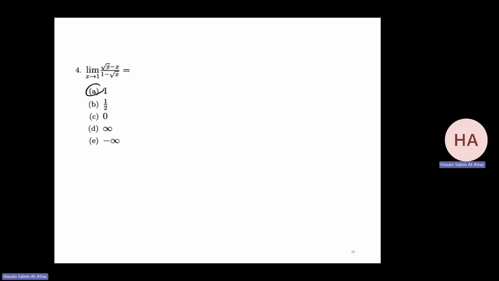In this one, you need to be careful. You have 0 over 0 still, but I have the square root in the numerator and in the denominator. So I need to rationalize both of them at the same time. So I have square root of x plus x. This is to rationalize the numerator. And 1 plus the square root of x over 1 plus square root of x to rationalize the denominator.